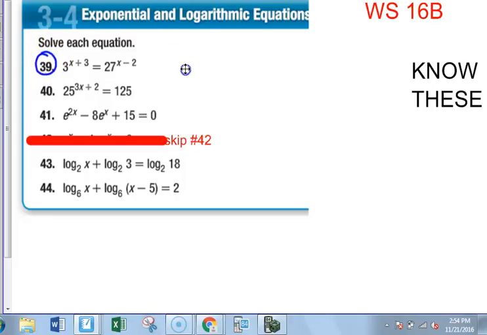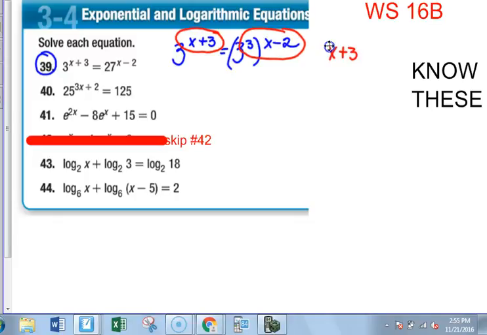What would you do on 39? Okay. So we can leave the 3 to the x plus 3, but over here we can make 27, whoops, just kidding, we can make 27 3 to the third, to the x minus 2. And then because they're both base 3, this exponent has to equal this exponent. So x plus 3 has to equal 3 times x minus 2. I'm just going to leave it there. We good?